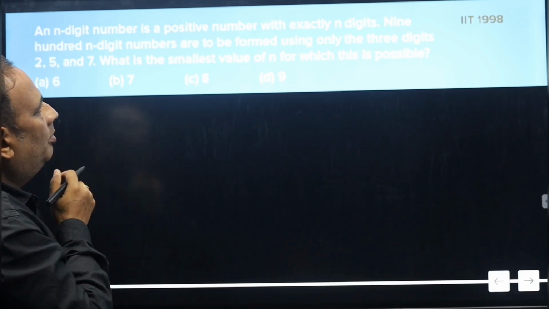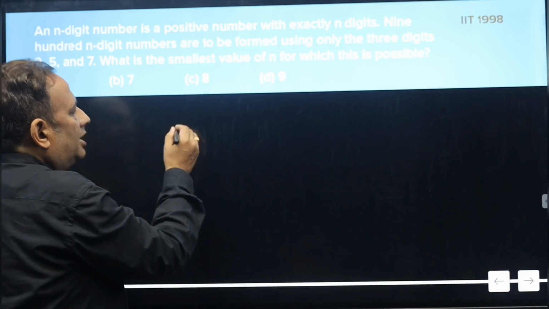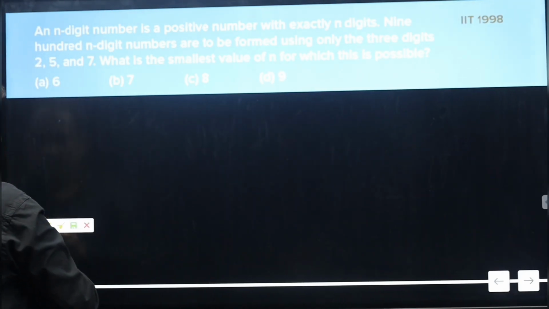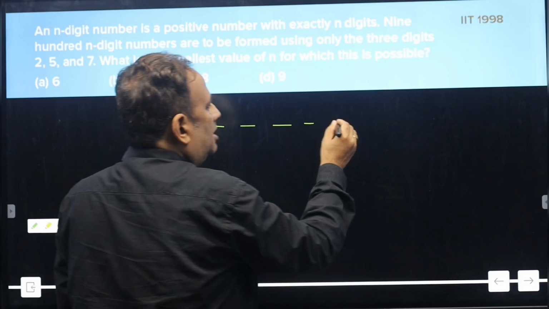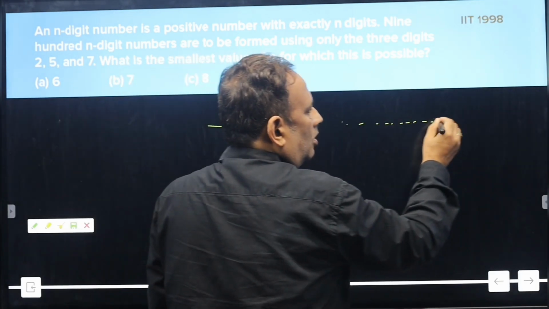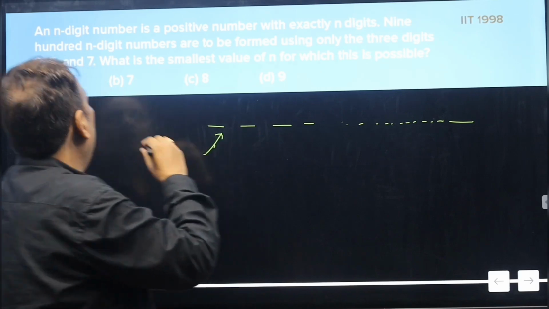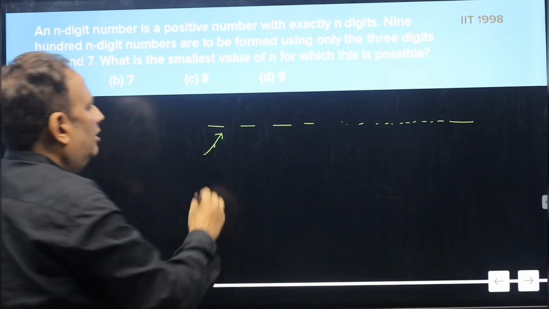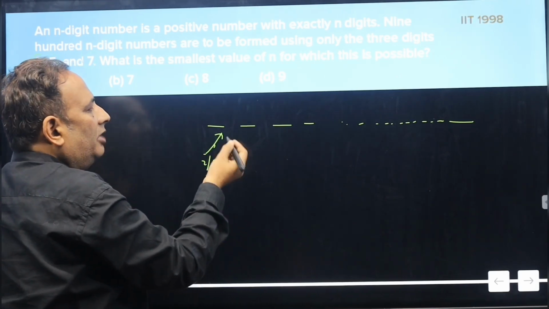900 n digit numbers are to be formed using only the 3 digits 2, 5, 7. Okay, so for n digits, let's think about what they are asking here. The places are n digits, dot dot dot, up to the last digit also. So the first digit can be filled in how many ways? We have the digits 2, 5, 7 in our options. We can go for either 2, 5 or 7, means how many ways?